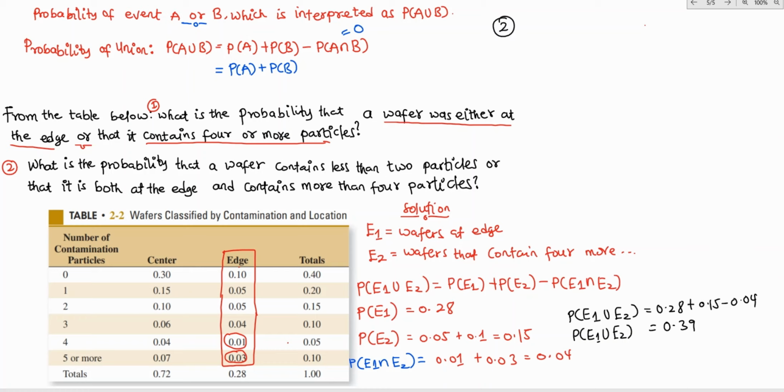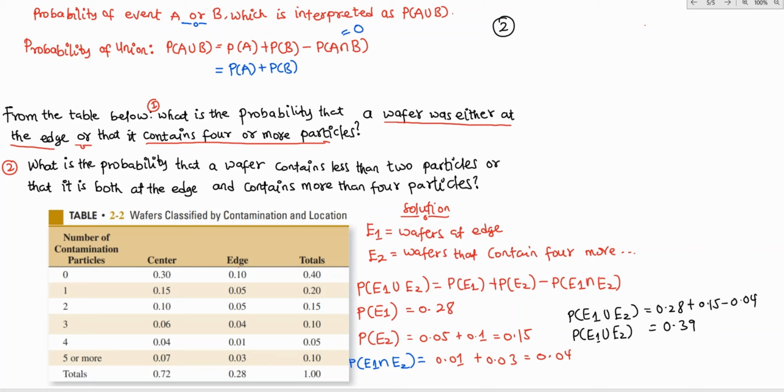Okay, so the second question also says: what is the probability that a wafer contains less than two particles, or that it is both at the edge and contains more than four particles? So just like we did for the previous one, you have to identify the two separate events in this case. So let's look at that.